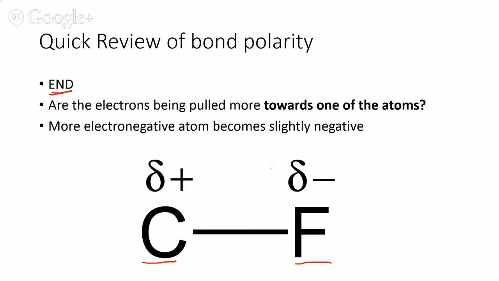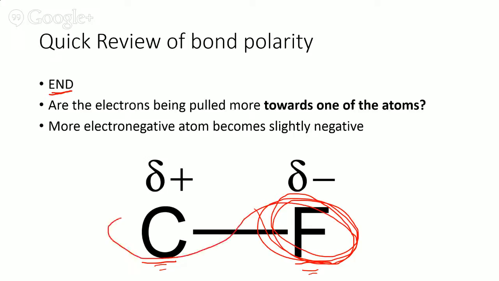You compare their electronegativities, and you would see that fluorine has the highest electronegativity and carbon does not. So fluorine's going to hog those electrons, and it's going to become slightly negative, right? The electron is going to spend more time around the fluorine than it does the carbon that's being shared, which is going to make that fluorine slightly negative.